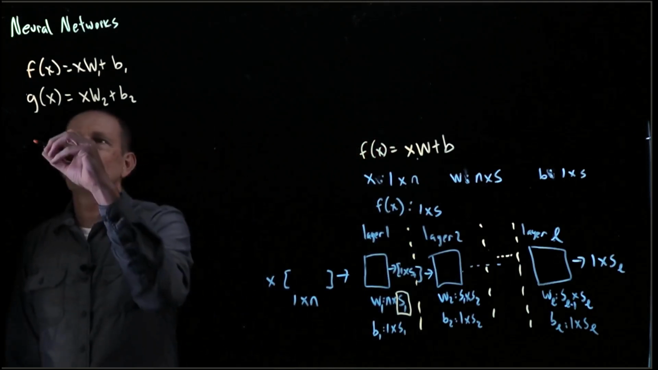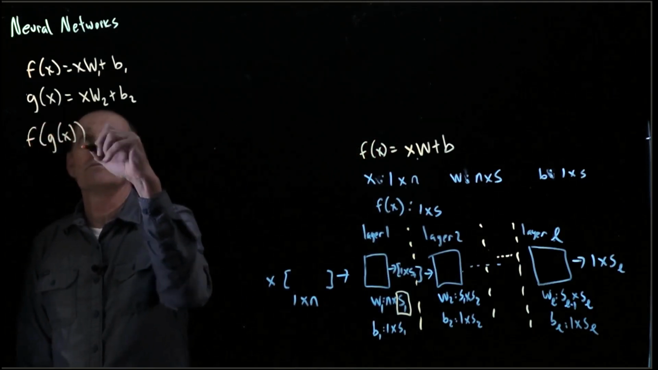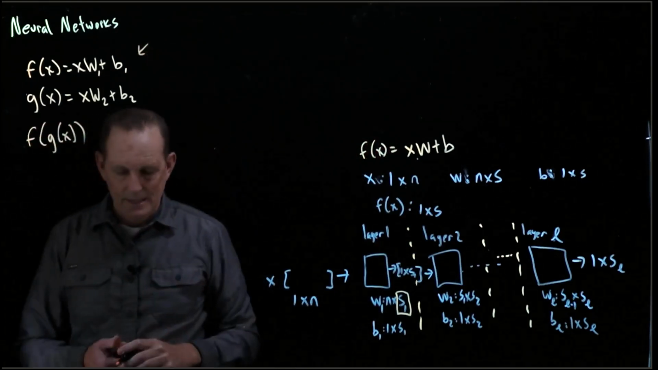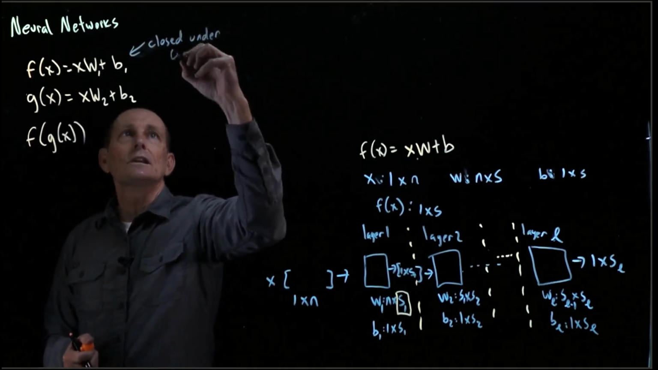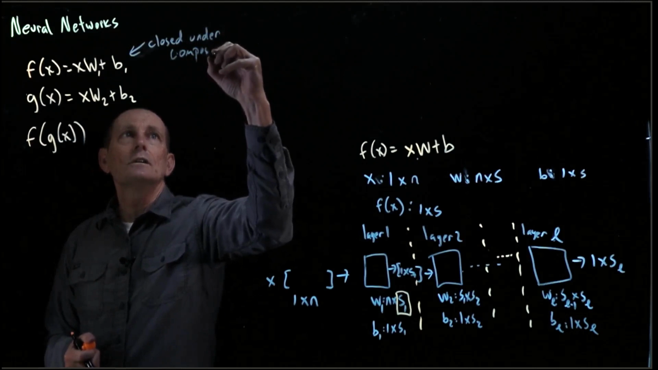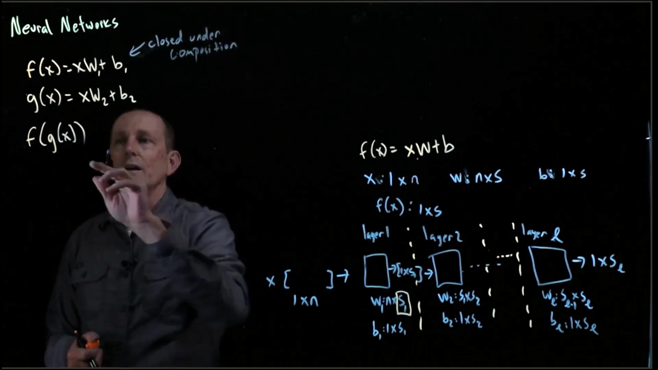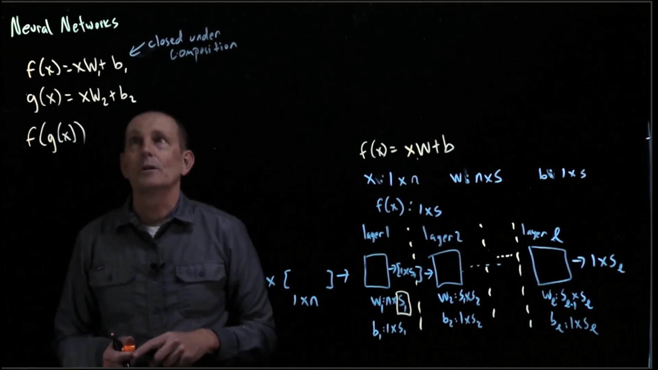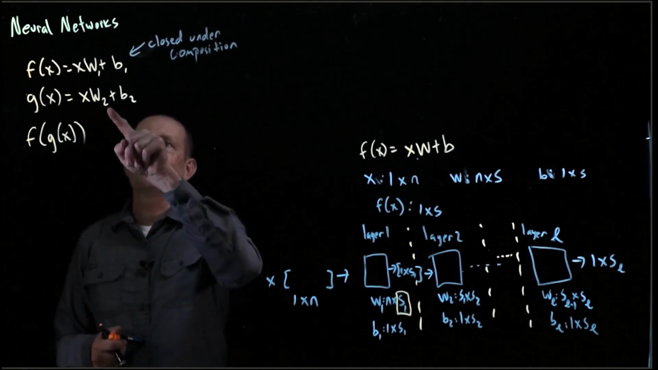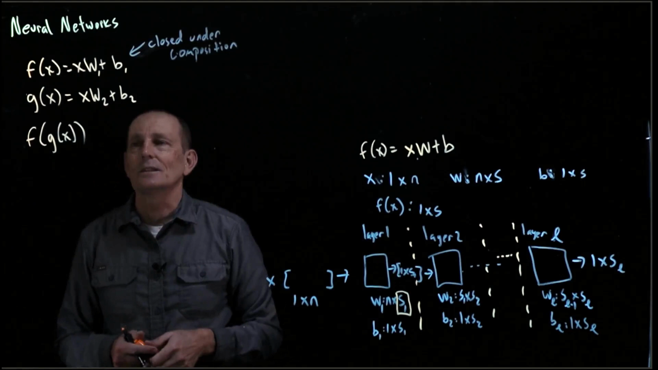The question is, what happens if we look at f of g of x? What I'm saying is that this is closed under composition. What I mean is when we compose like this, we're going to end up with something that we can rewrite as a single x times a single matrix plus a single matrix.